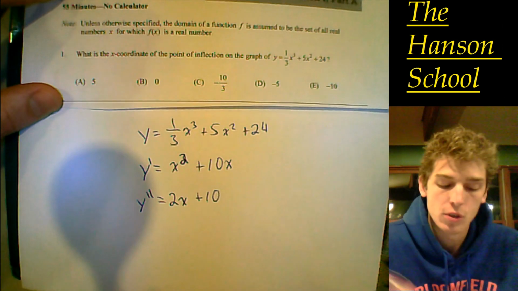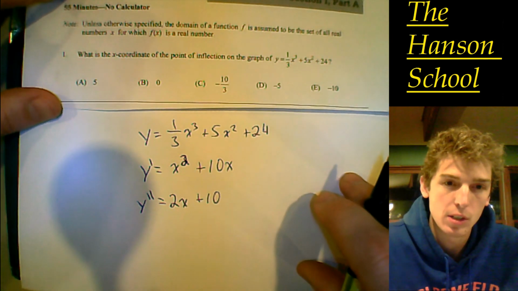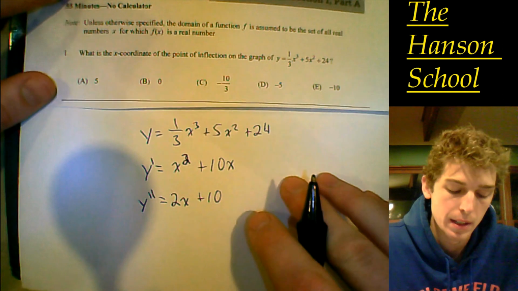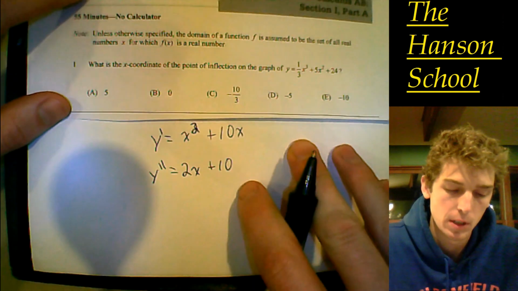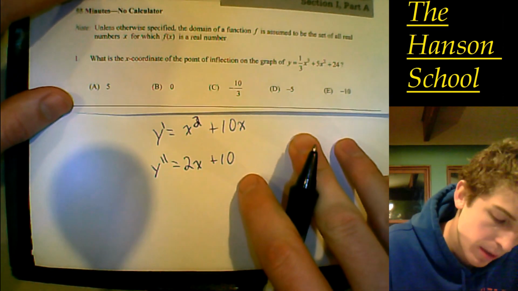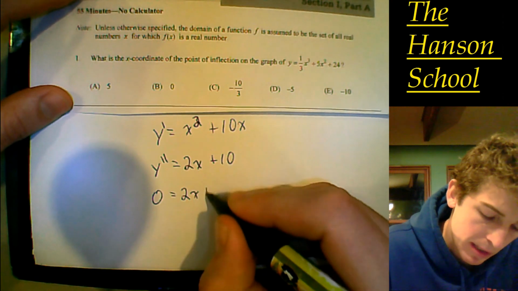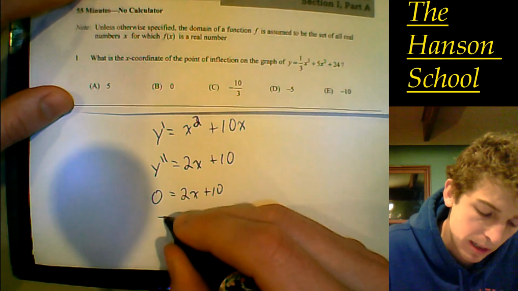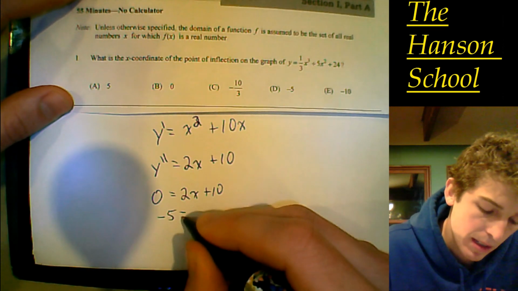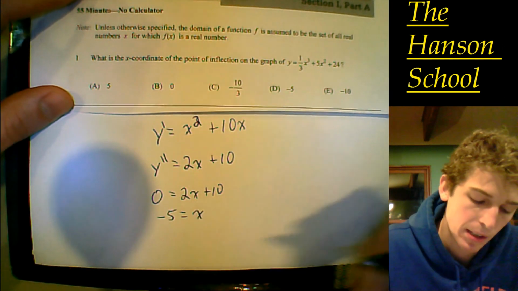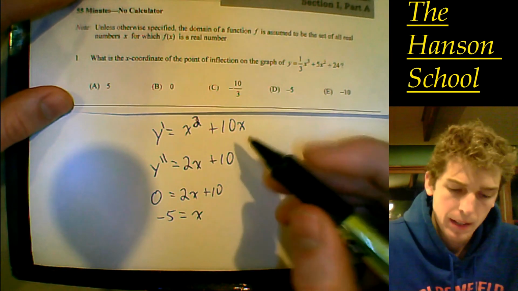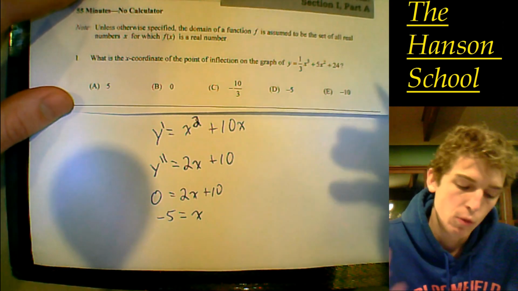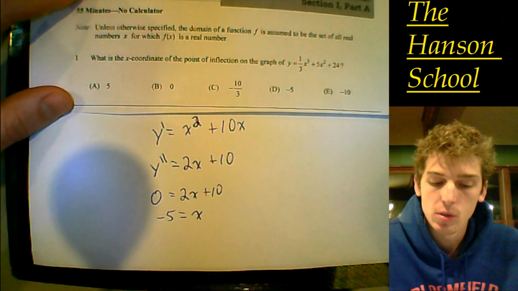Now the strategy here is just to set the second derivative equal to 0 and then solve for x. So here we go. 0 equals 2x plus 10. Can subtract 10 from both sides, divide by 2. You're going to get -5 is equal to x. That's answer D.